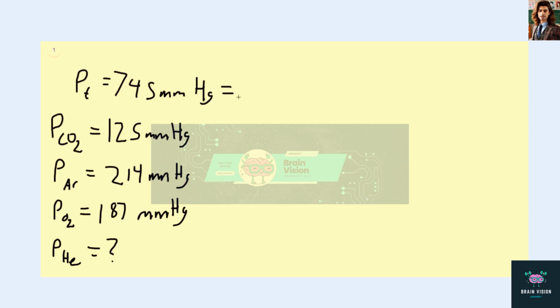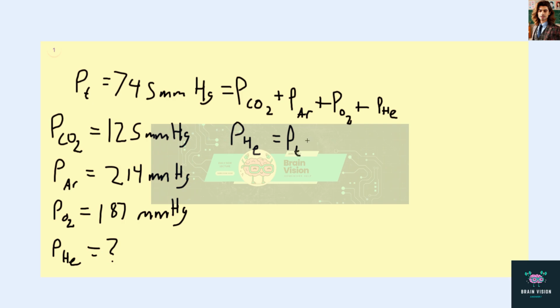P total is equal to the sum of the partial pressures of all the gases, so PCO2 plus PAr plus PO2 plus PHe. If we rearrange this to solve for PHe, we have PT, or P total, minus PCO2 minus PAr minus PO2. When we plug in these values, we get that the partial pressure of helium is 219 millimeters of mercury.